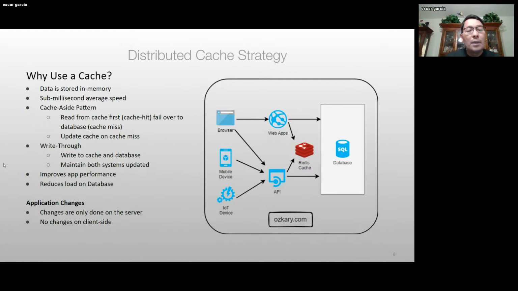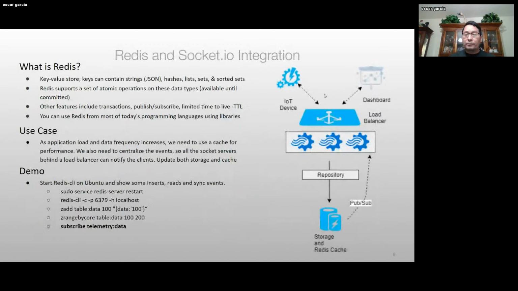But once the cache is refreshed, you're not going to see the SQL, and the cache will be updated in real time. Then we're using the write-through pattern as well, where we write to the cache and the database to maintain both of them in sync. So we maintain those two systems updated, and we know there's a guarantee that the same data is arriving in both places. The whole goal is to improve the app performance and reduce completely the load on the database. So how do we do that? Let's talk about that.